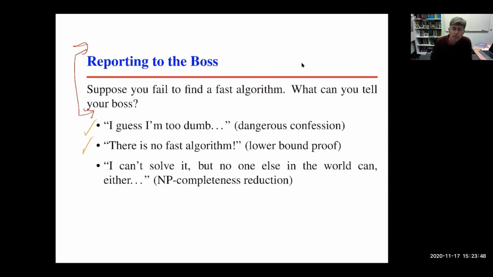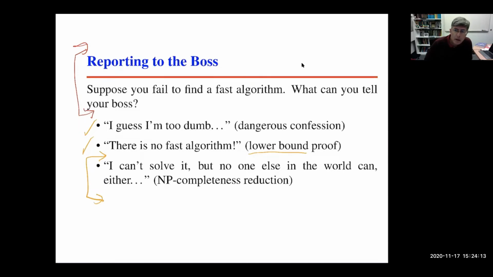Because now he's asking you to do something you can't do. But in fact, it's very hard to do really good lower bound proofs, and very, very few problems beyond sorting have interesting lower bound proofs. It's actually kind of a scandalous thing in theoretical computer science. Okay? But there is something that you can prove to the boss very, very easily that is almost as good as that.